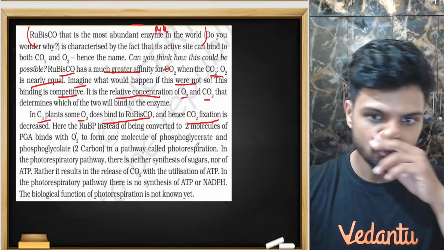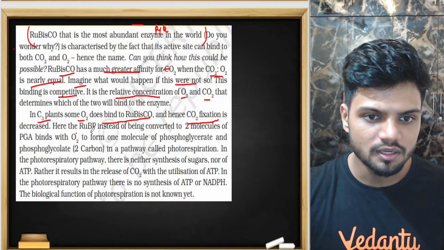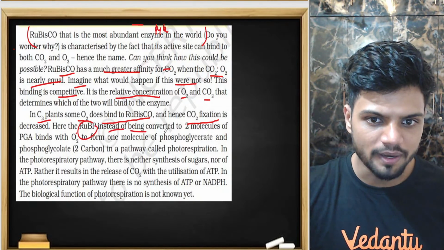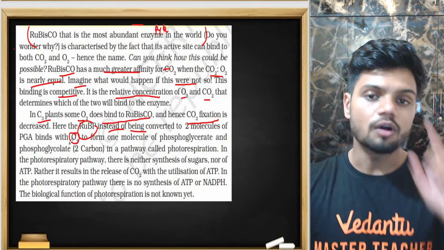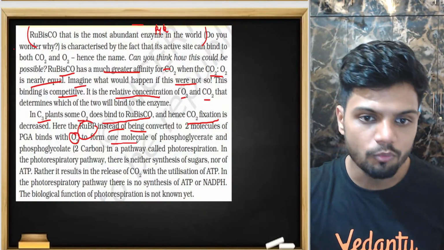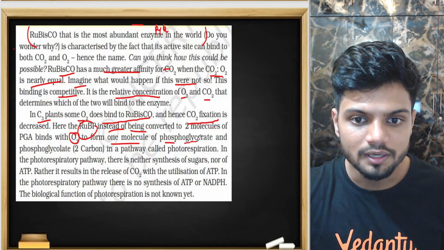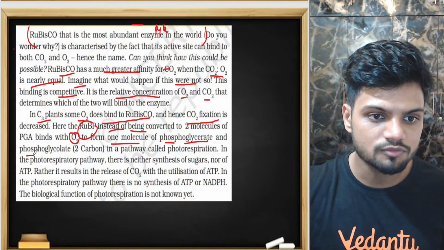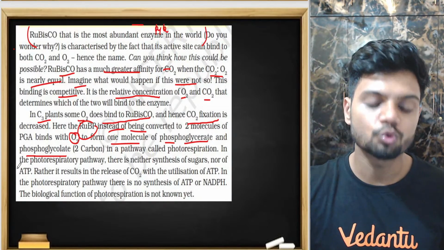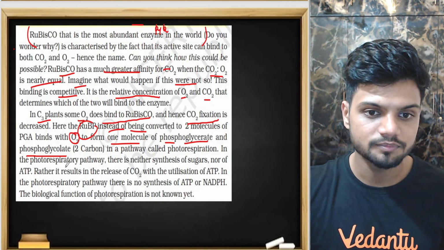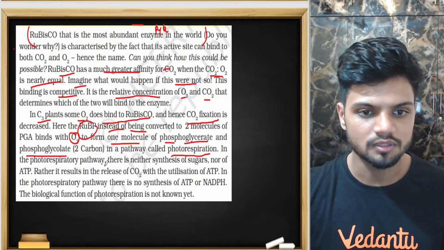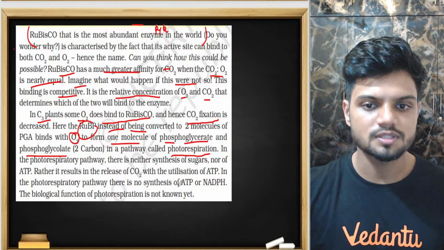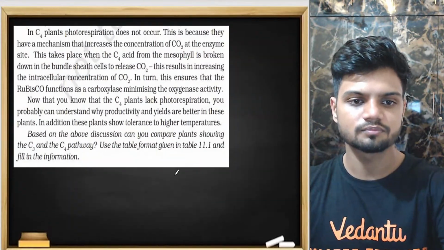Here, RuBP, instead of converting into two molecules of PGA, binds with oxygen. See, RuBP binds with oxygen to form one molecule of phosphoglycerate and one two-carbon phosphoglycolate. This pathway is called photorespiration. So it is a wasteful process.